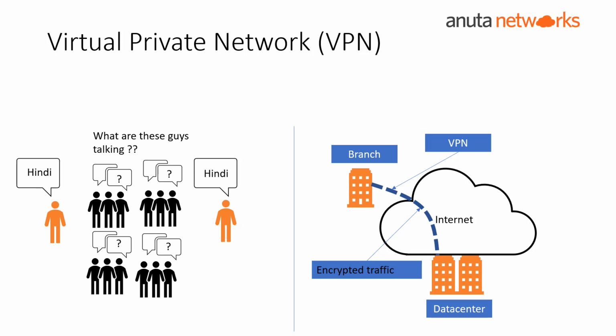A VPN is typically used from branch to campus or data center connectivity. But a more common example is when you log in to your organization's network from home. You might have to use a VPN client on your laptop. That's another form of VPN connectivity.